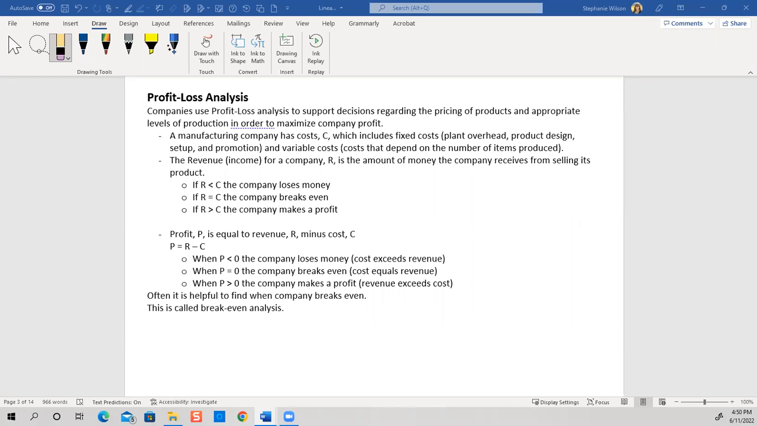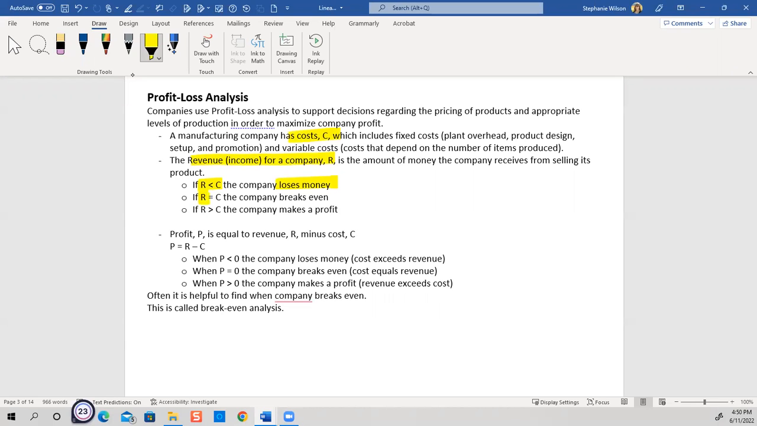Profit loss analysis is a really good way to determine if you got a gain or a loss in a business, or if you broke even. Whenever your revenue, which is your income, is less than the cost that you spent to make the material or whatever to get the product going, then we have a loss, right?